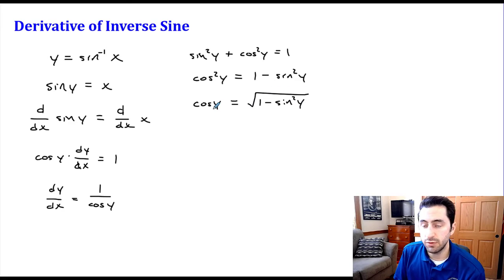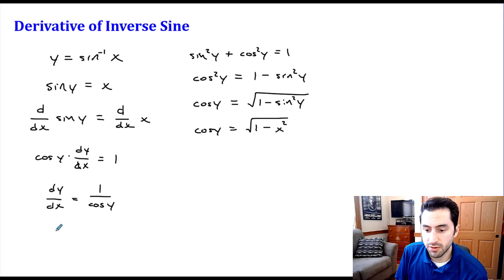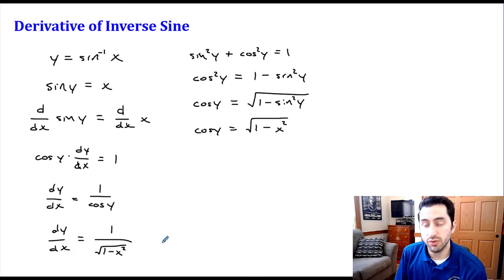So we have an expression for the cosine of y, but it still has that variable y in there. But earlier in this process, we said that the sine of y was equal to x. So I can actually substitute out the sine squared of y. So we end up with the cosine of y is equal to the square root of 1 minus x squared. And now we can substitute it into our formula here. So dy over dx is equal to 1 over the square root of 1 minus x squared. And using this formula, we can find the derivative of inverse sine.